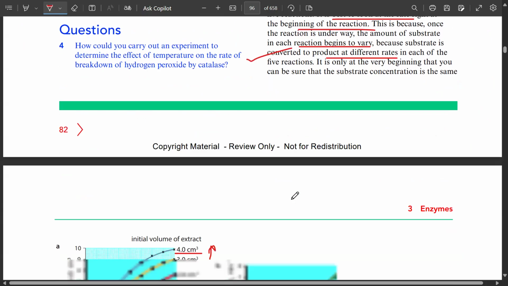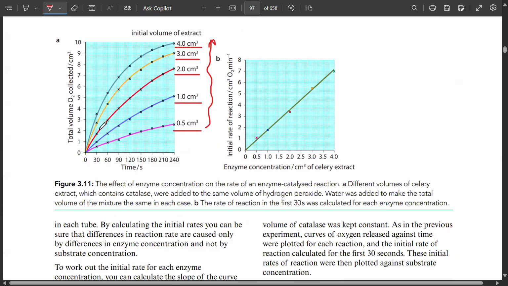You can tell from the gradient that all of them had a different rate. Yes, where was it the same? If you look again at the first 30 seconds, this is the best 30 seconds to measure the rate of reaction because the rate is the fastest and the steepest in the first 30 seconds. Overall, we got a directly proportional relation between the concentration and the rate of reaction. As the concentration increases, the rate of reaction also increases.